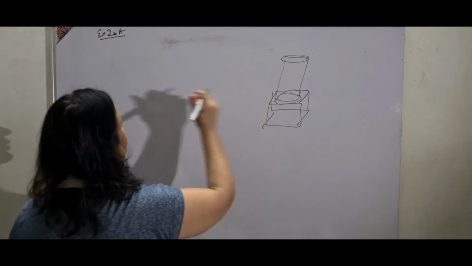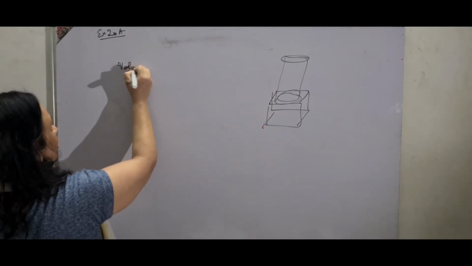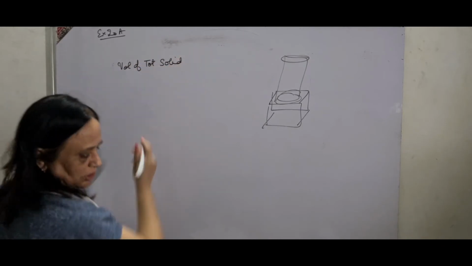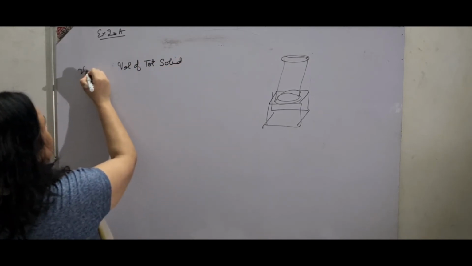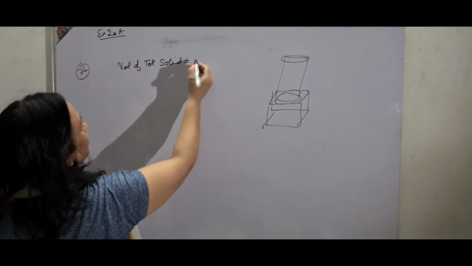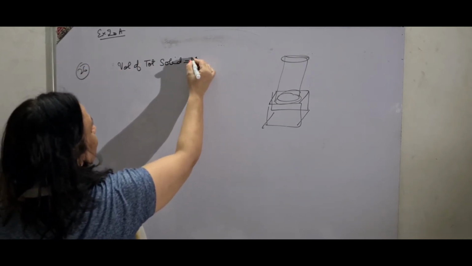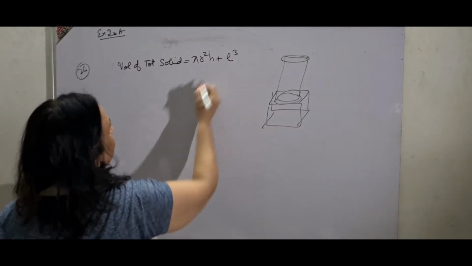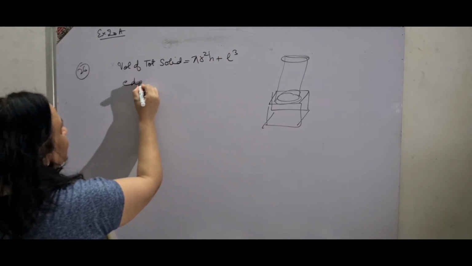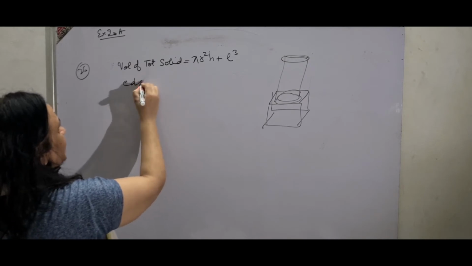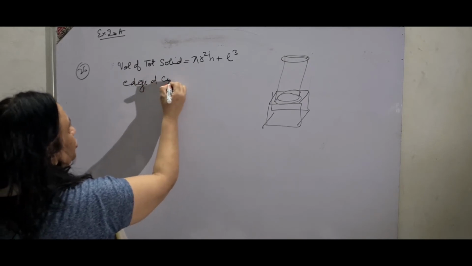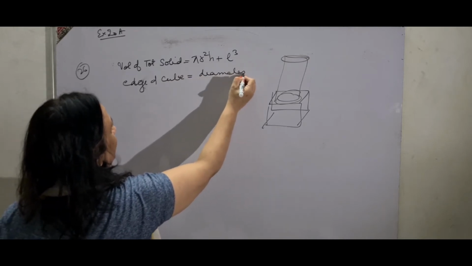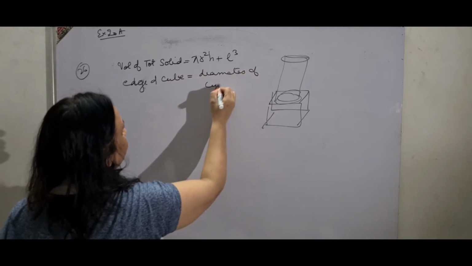Okay, done. So first is the volume of the total solid. So very clear from the question: volume of total solid. This is question number 26. Volume is equal to, because it is a cylinder, pi r square h plus cube, L cube. And remember children, this is the key point of this question: the edge of the cube is equal to the diameter of the cylinder.